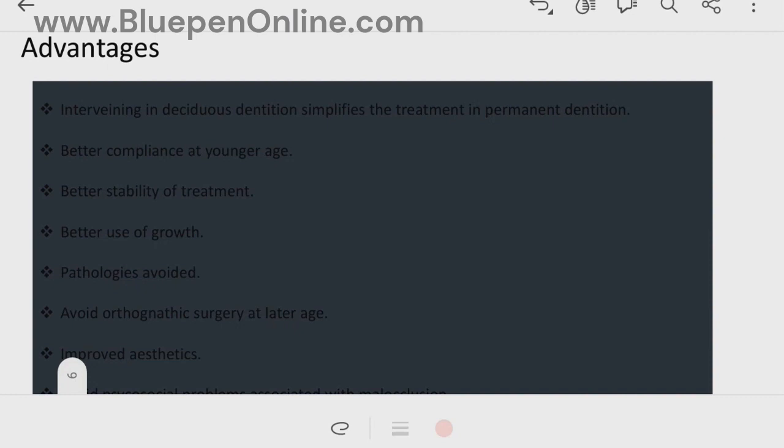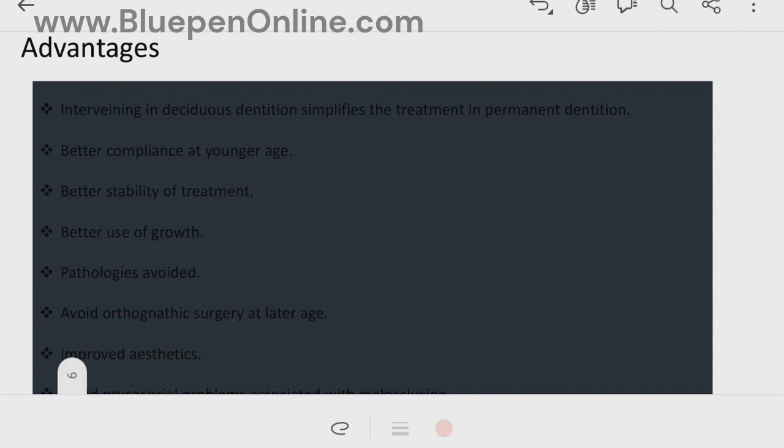Coming to the advantages of the preventive orthodontics, you have first, intervening in deciduous dentition simplifies the treatment in permanent dentition. Right, you are correcting it in deciduous dentition, so this will simplify the treatment that you want to do in the permanent dentition. Then, better compliance is possible at the younger age. Better stability will be there for the treatment. Better use of growth to aid the treatment. The child is in the growth stage, so you can use that growth to aid the treatment.